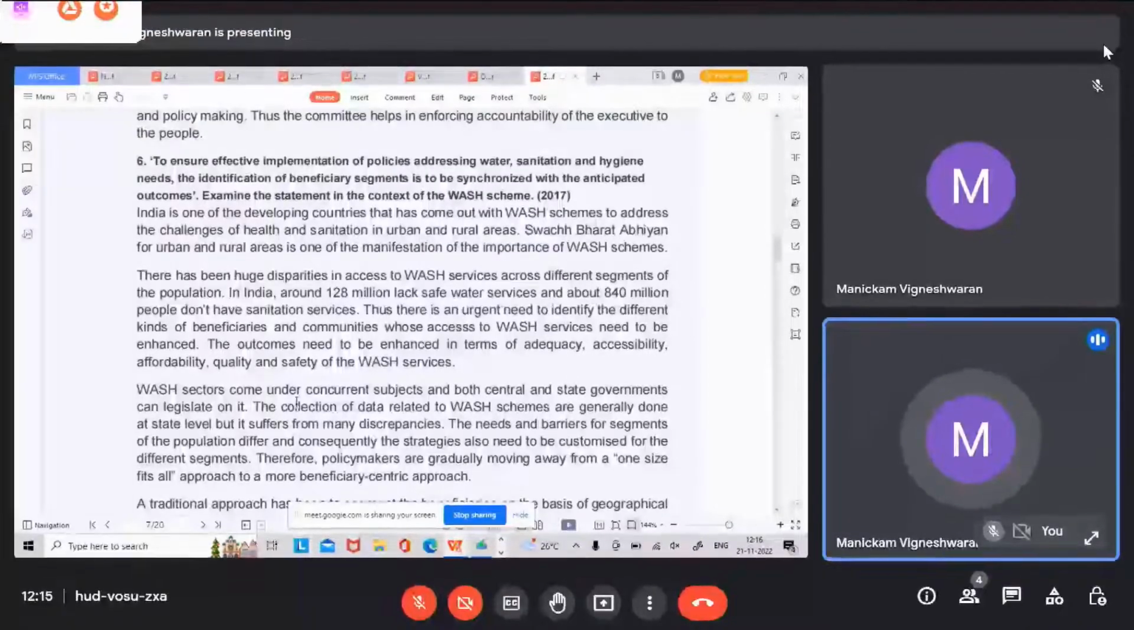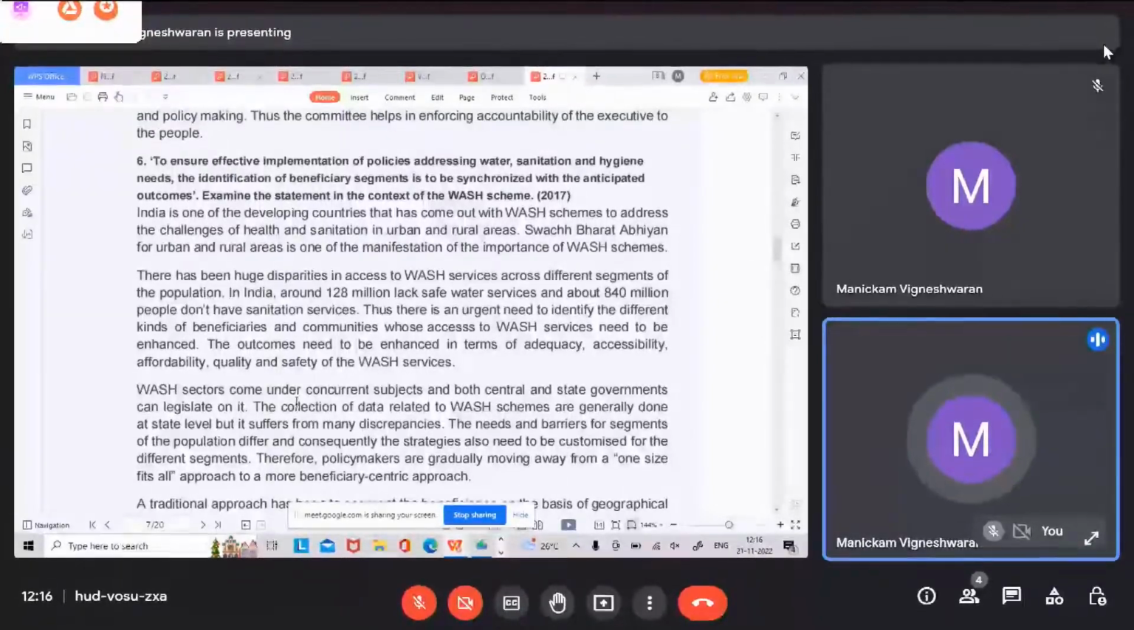There have been huge disparities in access to WASH services across the different segments of the population. In India, around 128 million lack safe water services and about 840 million people don't have sanitation services. Thus, there is an urgent need to identify the different kinds of beneficiaries and communities whose access to WASH services needs to be enhanced.